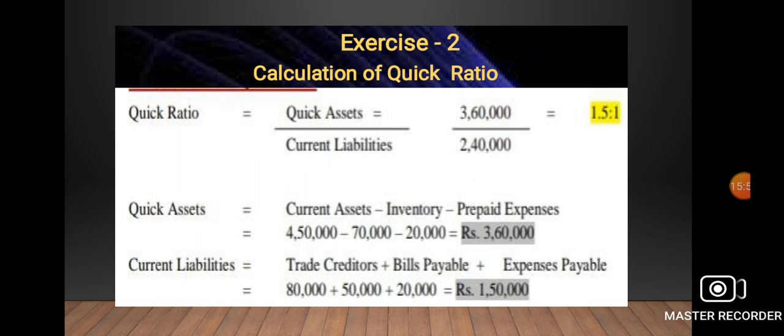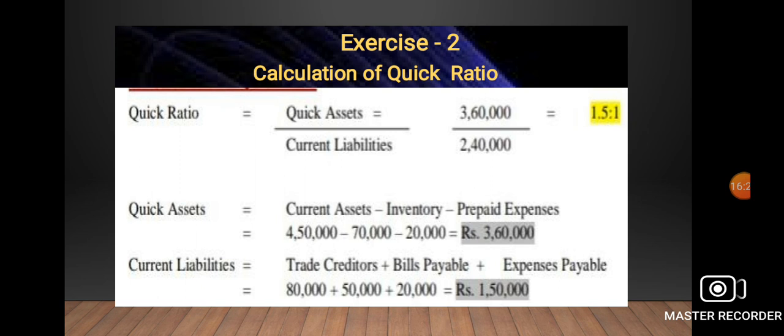It is calculated as follows. Quick ratio equals quick assets divided by current liabilities. Quick assets means current assets minus inventories minus prepaid expenses. The higher the quick ratio, the better is the short term financial position of an enterprise. So what is the formula of quick ratio? Quick assets divided by current liabilities. Quick assets means current assets minus inventories, inventories means stock, minus prepaid expenses.